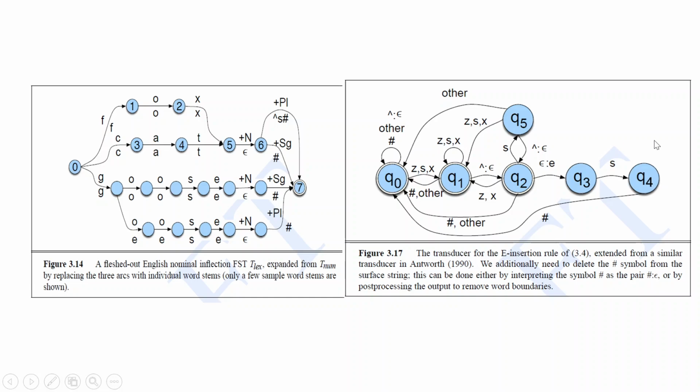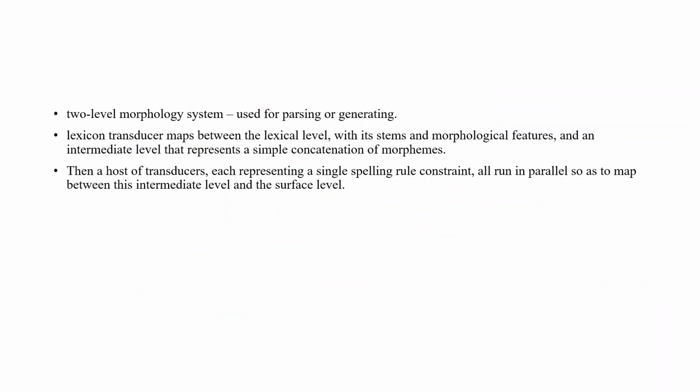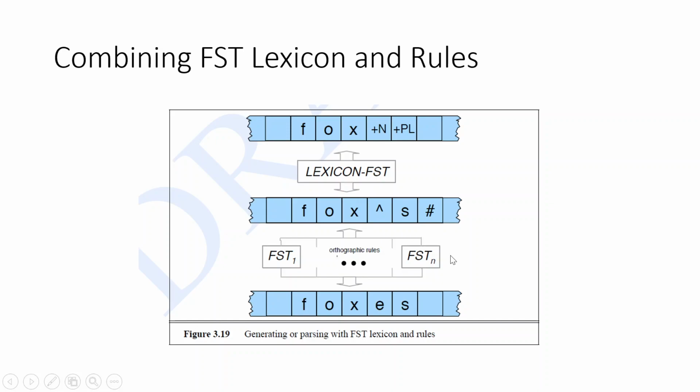Similar to this, if you have other orthographic rules, then you have to design finite state transducers for all of them. This FST 1 to FST N represent the finite state transducer for each of these orthographic rules. So that is the information which we provide to the morphological parser.